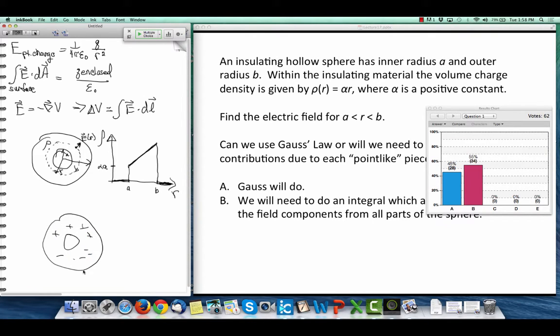This picture just shows the issue if the charge density didn't just depend on R, but actually depended on theta. Like if the top half was positive and the bottom half was negative, then that would be a charge density whose magnitude might or might not depend on R, but which would depend on theta. Different angles, 180 degrees, would be a different charge density. So the spherical symmetry of this problem lets us use Gauss's law.